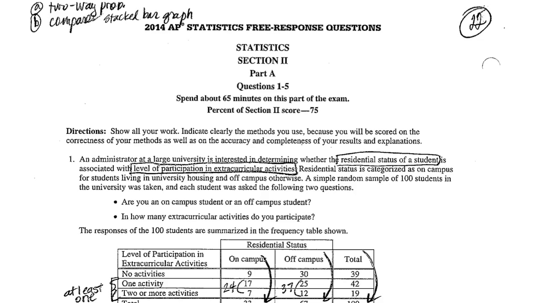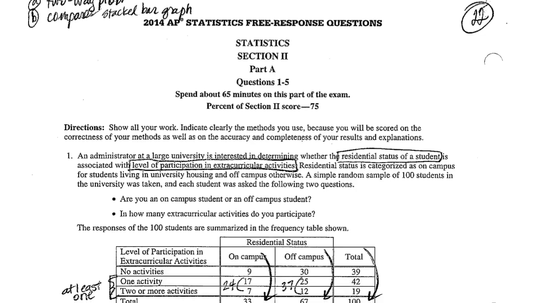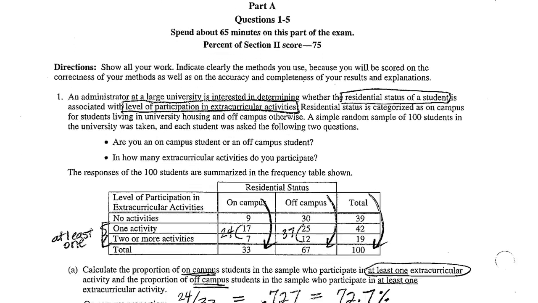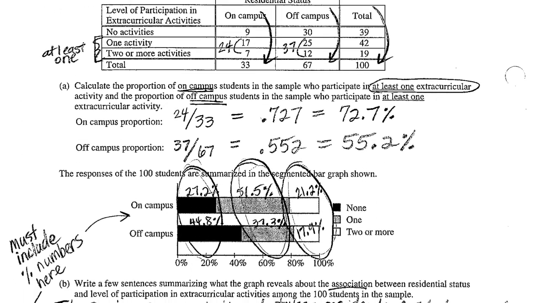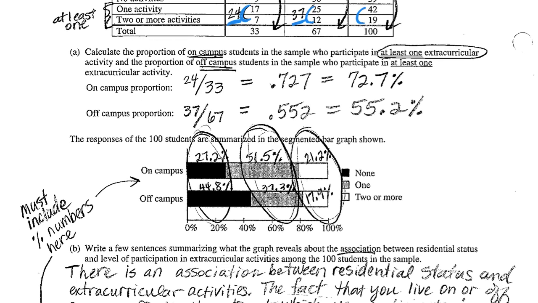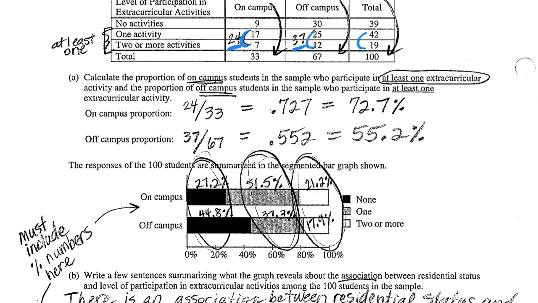All right, so here's page 22 in your packet answer key. This is an actual AP question from 2014. In this first part, you were asked to combine to get at least one activity. We were talking about on-campus and off-campus residences and being involved in activities. So you had to combine those two sections to 24, these two sections to 37, and then it didn't ask for the overall. All right, so then that made your fractions this way.